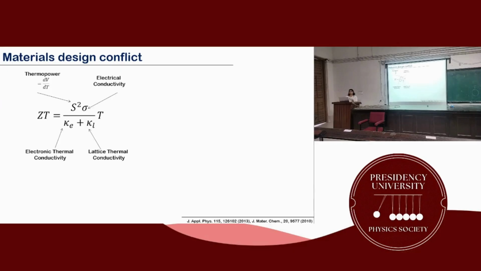As I said, S is the Seebeck coefficient, which is how much voltage is generated when you give a temperature gradient across your material. Sigma, you all know, is electrical conductivity, and we have electronic thermal conductivity, which comes from the motion of electrons, and lattice thermal conductivity, which comes from atomic vibrations. It all looks simple, and we can understand that to have a high ZT, we need a large power factor. We call this product S squared sigma the power factor, and we need a small lattice thermal conductivity because we typically don't have much control over the electronic part of the thermal conductivity.